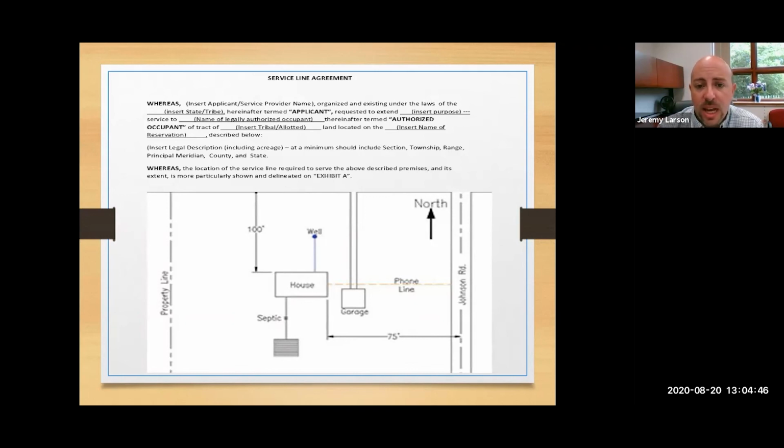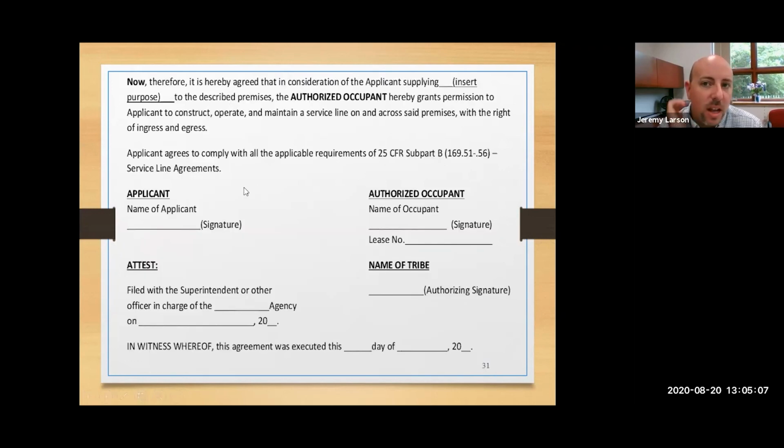We'd also like to know the acreage. So if you see on the example here, here's 100 feet, here's 75 feet, and here's the well. This one's using a well. I'd like to know how many feet this is and how many acres that service line is going to take up. We'd also like to know the purpose of why you're supplying the service to the premises.